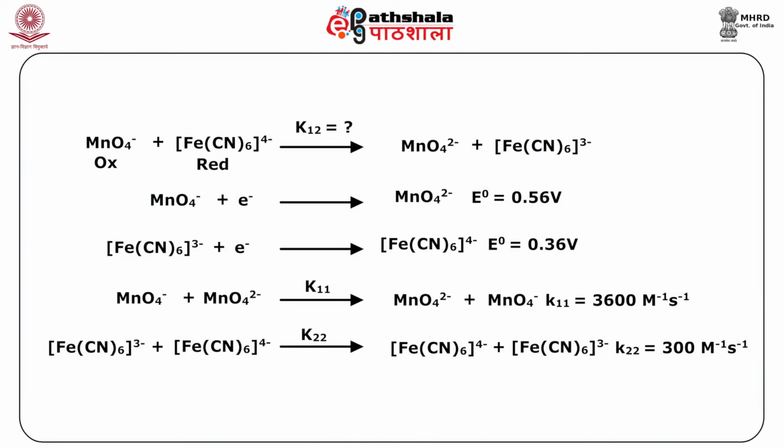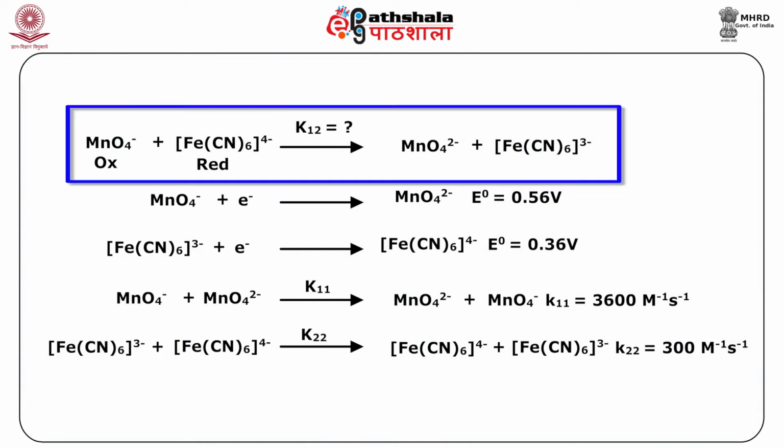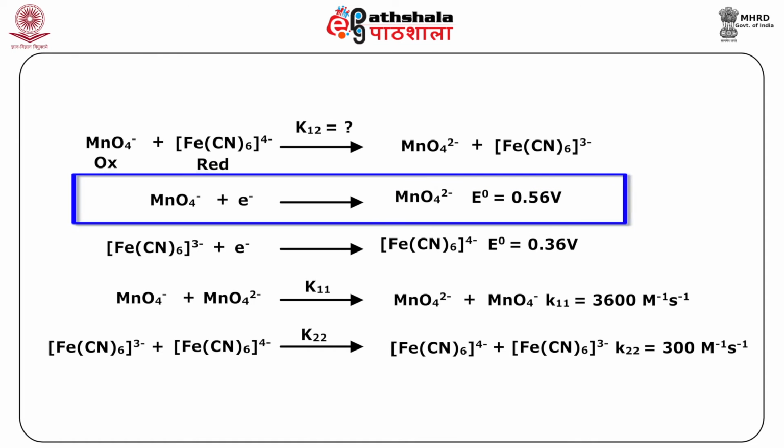One example of how to calculate the rate constant for the cross reaction is MnO4 minus reacting with Fe(CN)6 4 minus. MnO4 minus, where manganese is in its maximum oxidation state, is acting as an oxidant, and Fe(CN)6 4 minus, where iron is in the +2 oxidation state, is acting as a reductant, and they form MnO4 2 minus and Fe(CN)6 3 minus. The one electron reduction of MnO4 minus leads to the formation of MnO4 2 minus, and the E0 value for this reaction is 0.56 volt.